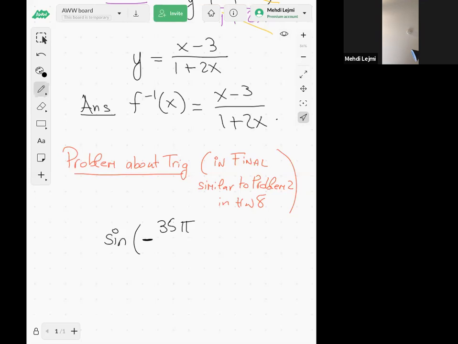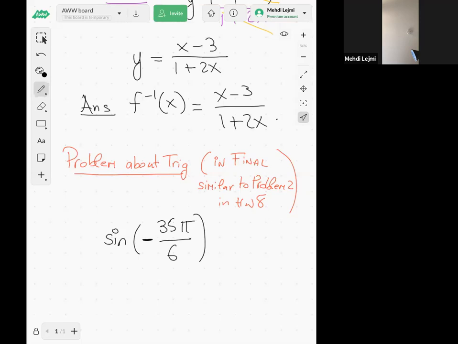But let me just finish with this trick, because this is kind of important. It's important because it's going to be in the final. So yeah, sure, no problem. Yeah, so I was saying 35 pi, let's say, over 6. Okay.